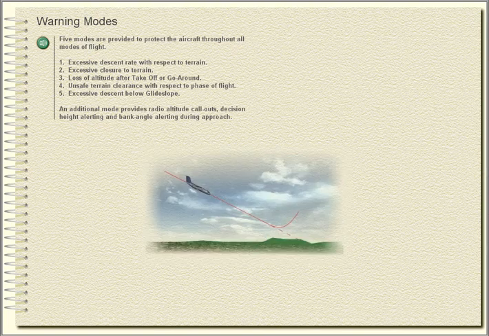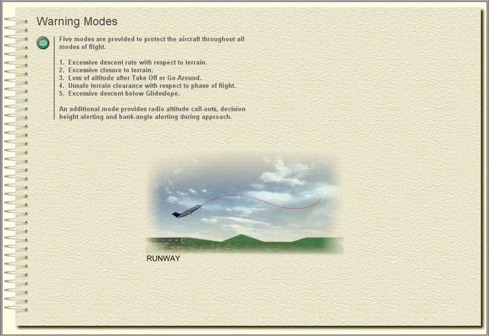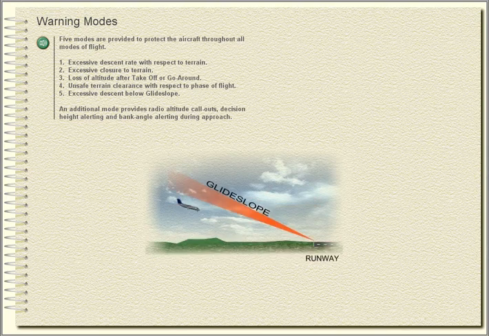Warning modes. 5 modes are provided to protect the aircraft throughout all modes of flight. Excessive descent rate with respect to terrain. Excessive closure to terrain. Loss of altitude after takeoff or go-around. Unsafe terrain clearance with respect to phase of flight. Excessive descent below glide slope.